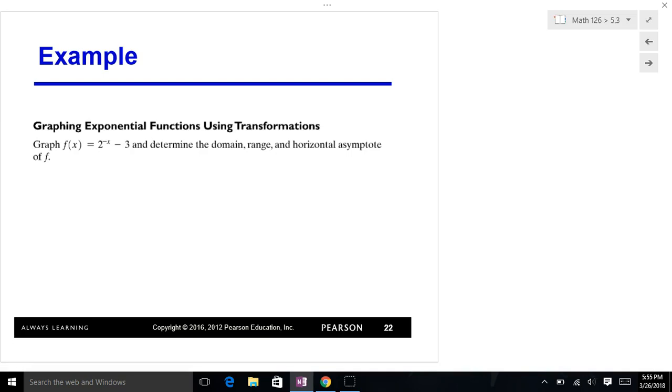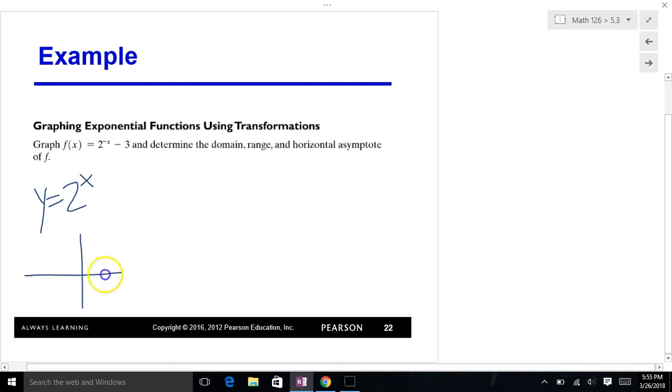So let's graph this using transformations. You want to think about, this is 2 to the -x minus 3. So think about, who's the parent function? Well, it's 2 to the x. Here's your old 2 to the x. Goes through 0, 1 right there. Looks kind of like that. It's an exponential growth function.